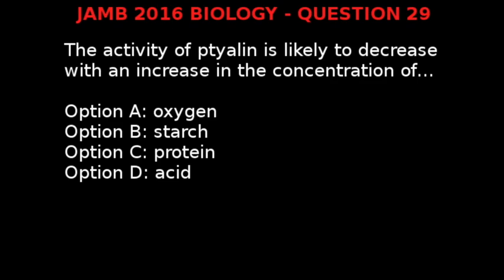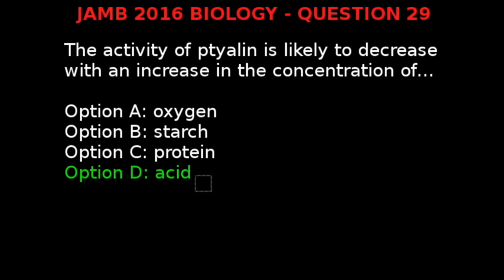JAMB 2016 Biology Question 29. The activity of thiolane is likely to decrease with an increase in the concentration of option A, oxygen, option B, starch, option C, protein, option D, acid. The correct answer to this question is option D, acid.